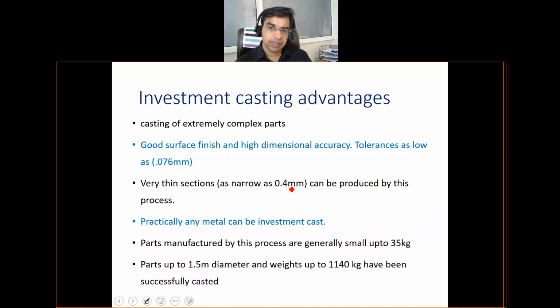So this investment casting process, it has some advantages. So one of the most important advantage is it can cast very complex parts. Complex means complex in terms of their shape.